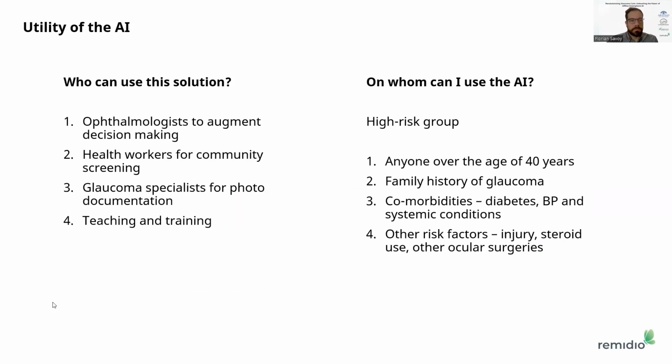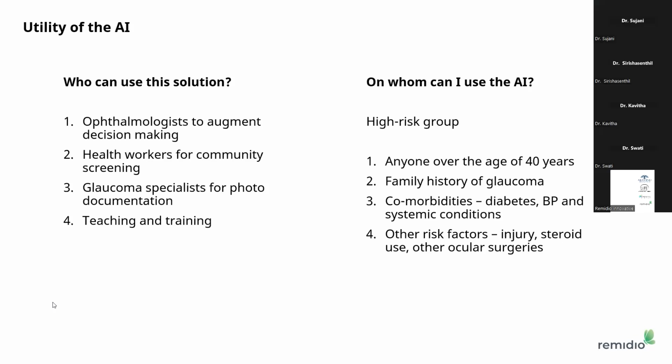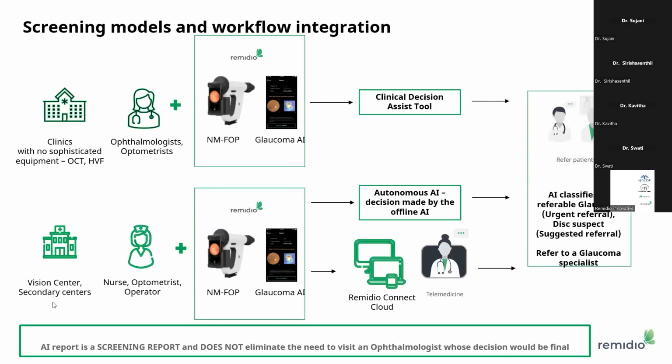On whom can I use this AI? As we all know, glaucoma is a low prevalent disease. Even with a good performing tool, the positive predictive value can be very low in the general population. Hence, the idea is to do a high risk group screening for anyone over the age of 40 years, those who have family history of glaucoma or comorbidities, or other risk factors like steroid use, who have had injuries, or other ocular surgeries.